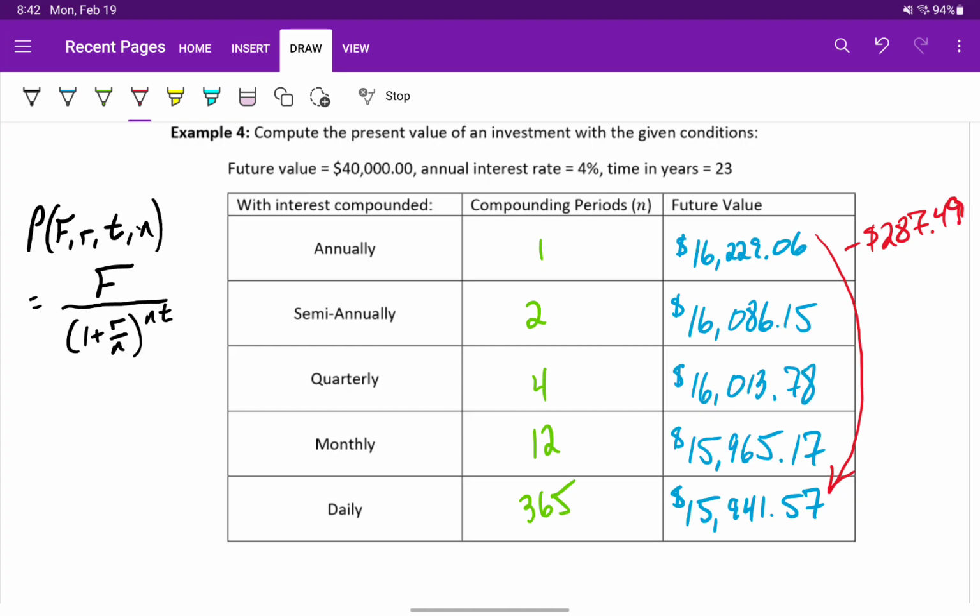The reason for that being more compounding periods grows our investment faster, so we can invest a smaller amount upfront and still grow to hit that future value, because the increased number of compounding periods grows that investment faster by calculating and adding that interest to our principal more frequently.